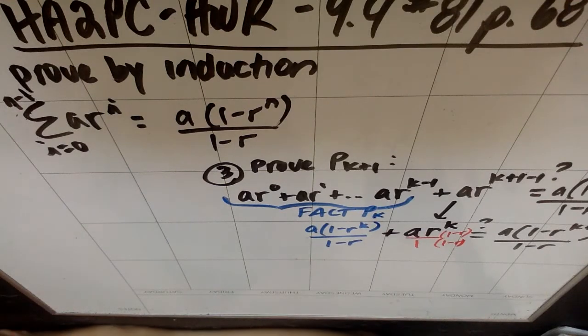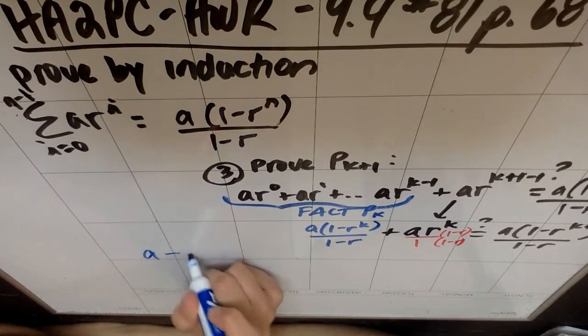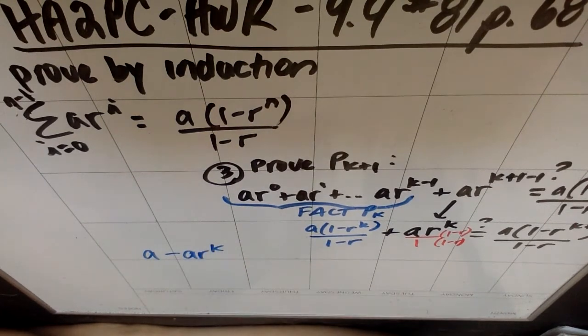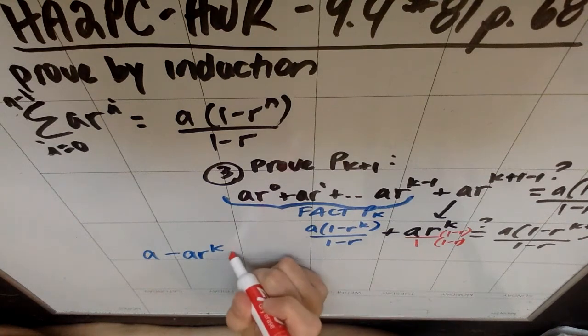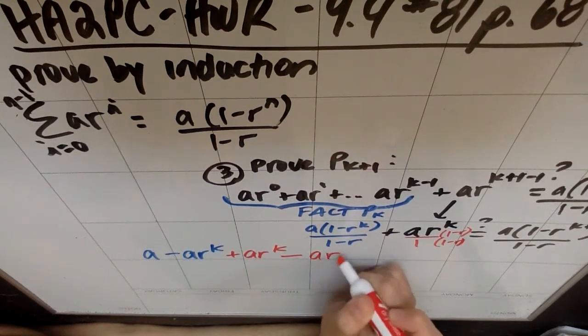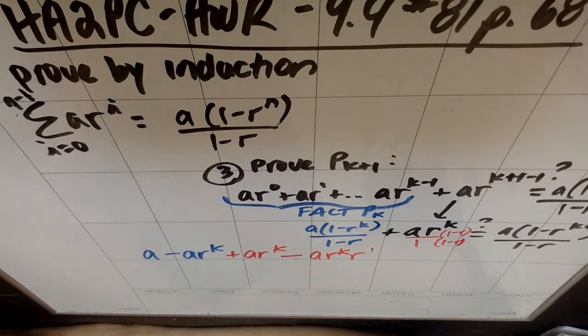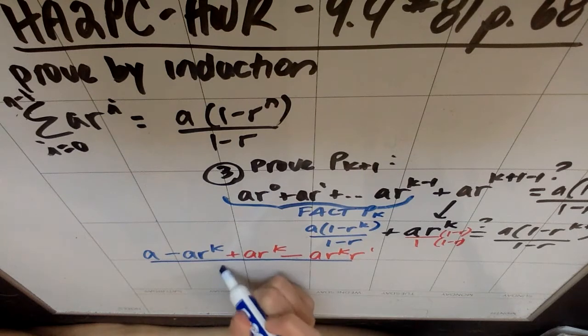And what it's going to look like is I have this blue piece that, if I distribute the a, is going to be an a minus an a r to the k, right? And I have the red piece that is, if I distribute the a r to the k, going to be a r to the k minus an a r to the k times an r, which would technically be an r to the first, okay? And all of that is on top of this 1 minus r.